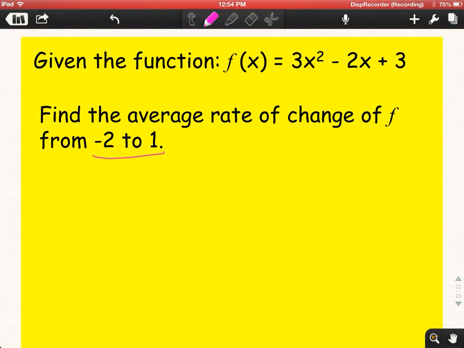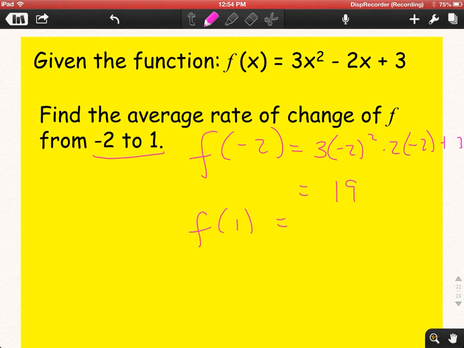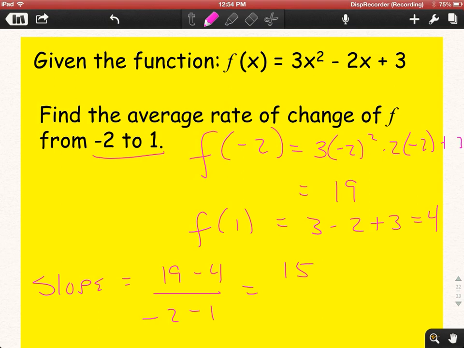So from -2 to 1, so f of -2, that is going to be 3 times (-2) squared, minus (-2), plus 3. And so that's going to give us 12, 4, 3, which is 19. And then f of 1 is just going to be 3 minus 1 plus 3, which is going to be 4. So the slope, or the average rate of change, is going to be 19 minus 4 over -2 minus 1. 15 over -3 is -5.